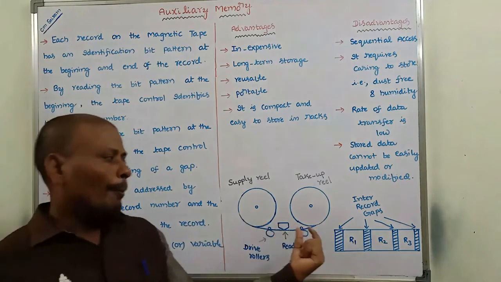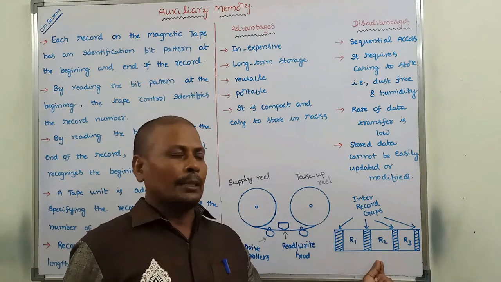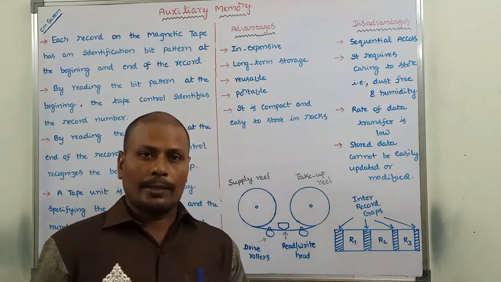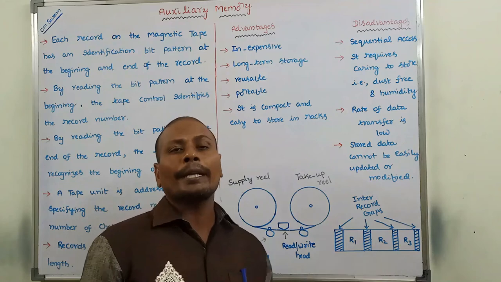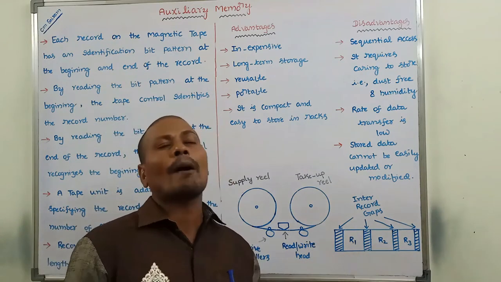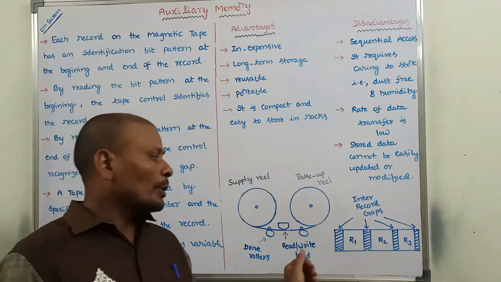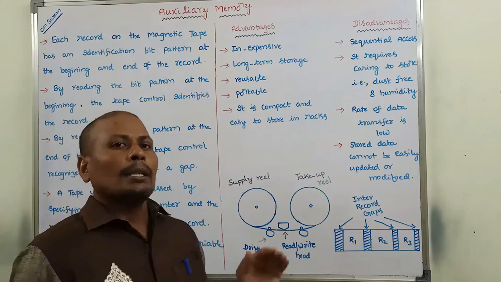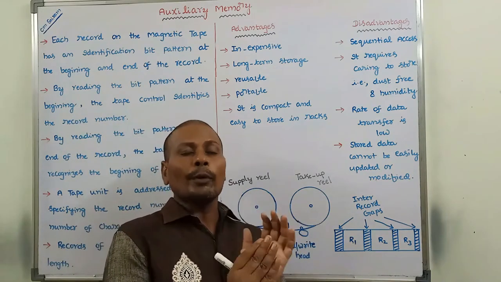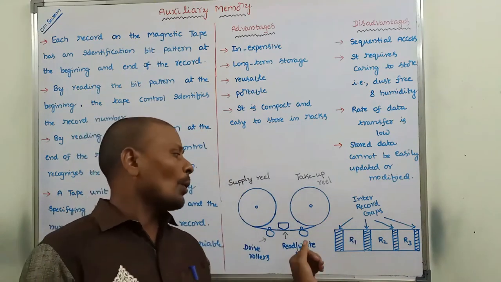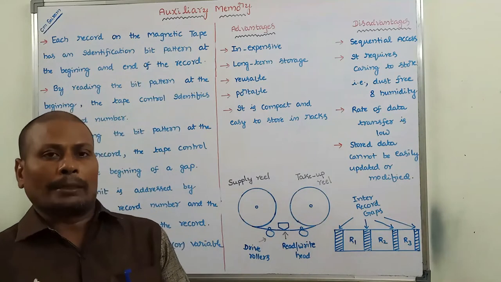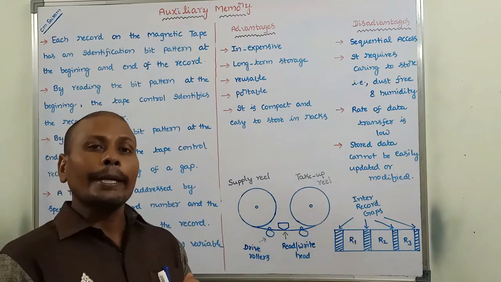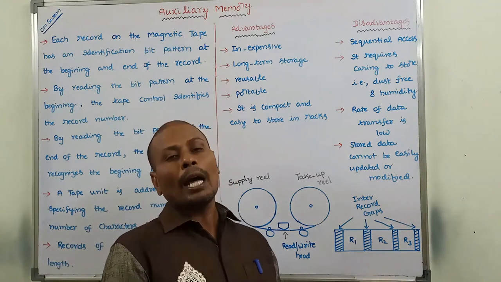So by observing this, we can say that the magnetic tape can store the data in the form of records. These records are separated by some gaps. Those gaps are called inter-record gaps. To represent that gap, we have to use some identification bit pattern. By reading the bit pattern before the beginning of a record, the tape control identifies the record number. By reading the bit pattern at the end of a record, the tape control identifies it as a gap before the next record.